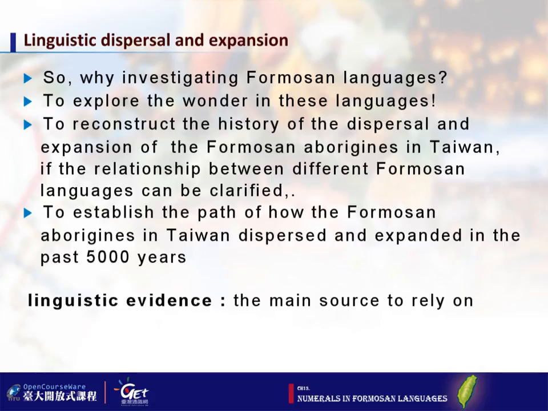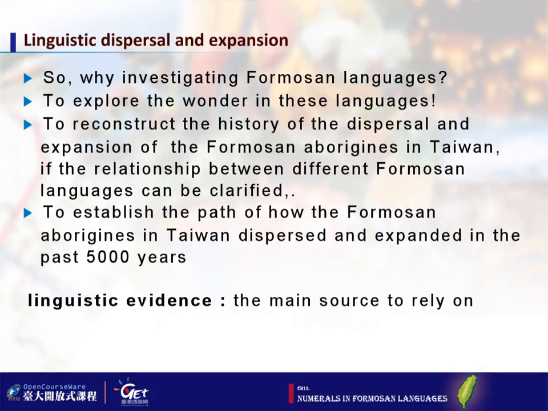We come back to the same question, why we want to investigate these Formosan languages, because we want to explore the wonder in these languages and to reconstruct the history of the dispersal and expansion of the Formosan aborigines in Taiwan, if the relationship between different Formosan languages can be clarified. Because we want to reconstruct the history, how they migrated, how they moved out of Taiwan, and how they dispersed and expanded into other areas in the world. And also to establish the path of how the Formosan aborigines in Taiwan dispersed and expanded in the past 5,000 years. Okay? And we do this mainly by linguistic evidence, because this is the main source to rely on.